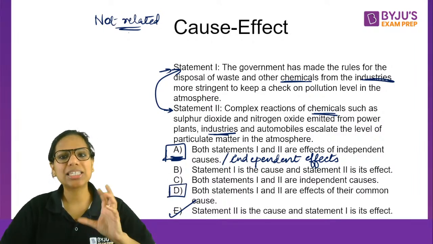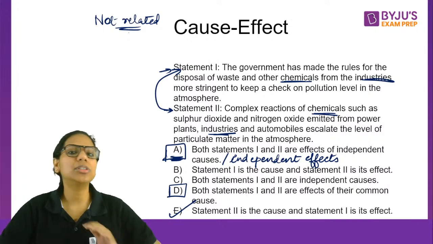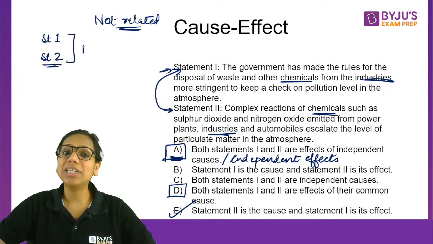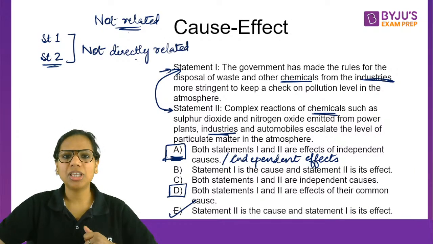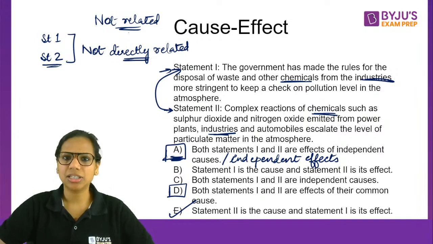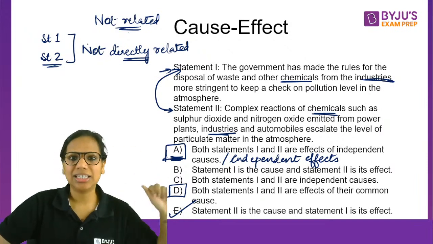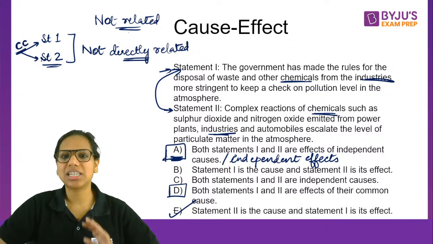What does option D mean? Let's see that for a moment. Both are effects of a common cause. When you read two statements, they are not completely unrelated, but they don't seem to be very directly related. In that case you should think, can they share a common cause? Is it possible that one common cause is bringing about both these statements?